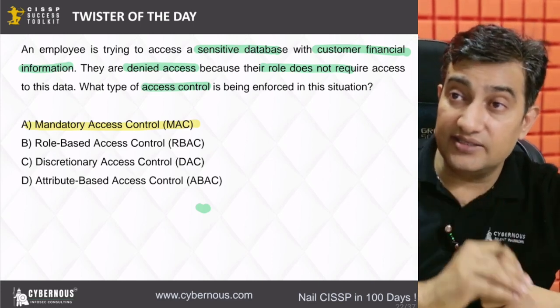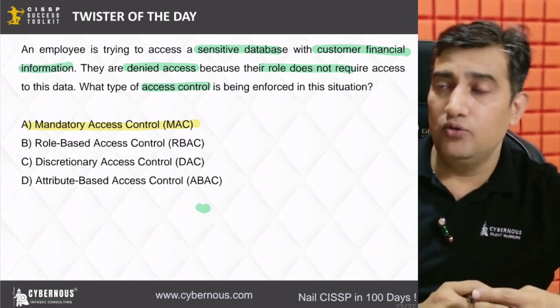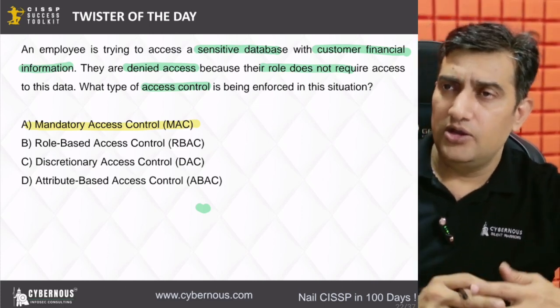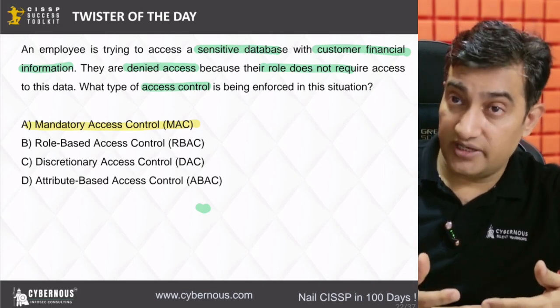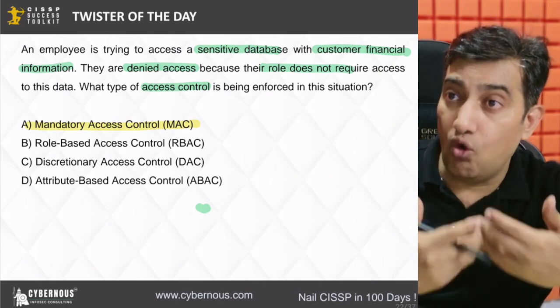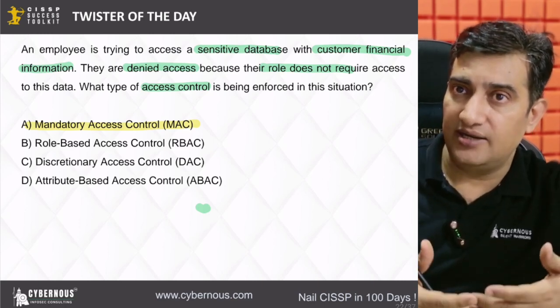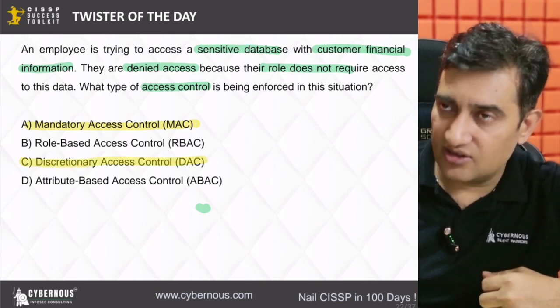Where do we find discretionary access control? You can see it in your own Windows system. If you are the owner of a particular file, you can definitely go and share your file with whomever you want to share. So this is more at the discretion of the owner of that particular object. That is what is called discretionary access control.